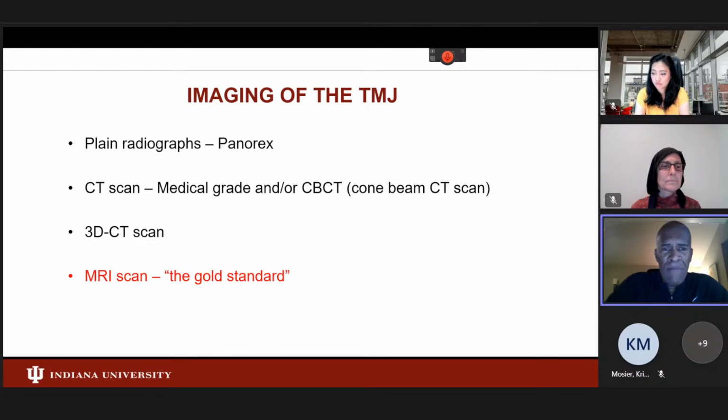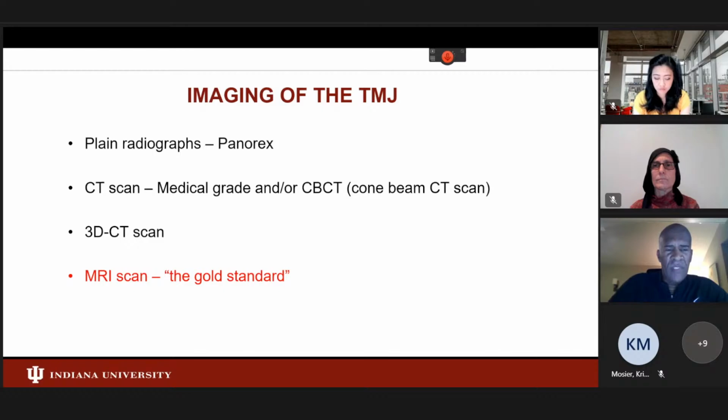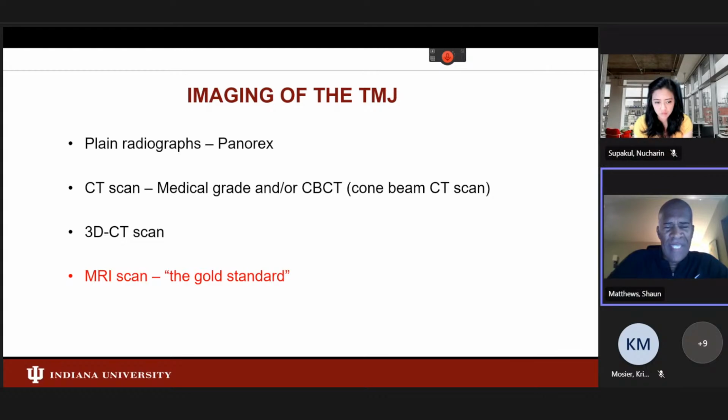The CT scan, both a medical grade CT scan and something called a cone beam CT scan, which essentially is a dental equivalent of a medical grade CT scan. And most dental practices in the United States and high-end dental practices these days will have a cone beam CT scan machine in their offices because it gives very good anatomical detail of whatever anatomical part one is imaging. The 3-dimensional CT scan gives additional images in 3 dimensions, volumetric analysis of a joint. And finally, of course, the MRI scan, which is the gold standard imaging of the temporomandibular joint.